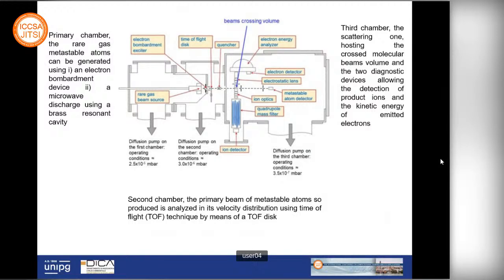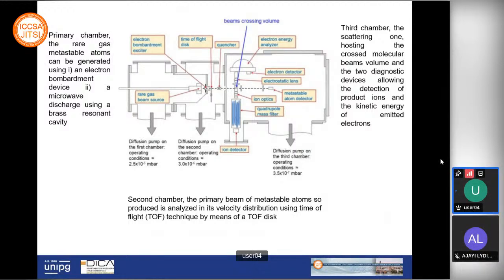We have the primary chamber, in which the rare gas metastable atoms are generated through a microwave discharge and an electron bombardment at around 150 electron volts. The second chamber is where the primary beam of atoms is analyzed in its velocity through a time of flight technique. And the third chamber is the scattering one, which hosts the crossed molecular beams volume and the two diagnostic devices, which allow the detection of product ions and the kinetic energy of the electrons that are emitted.